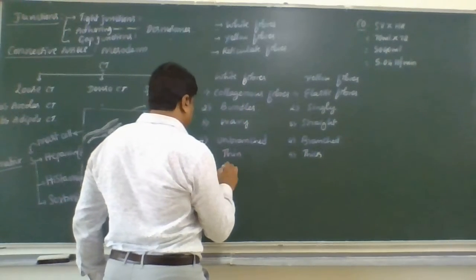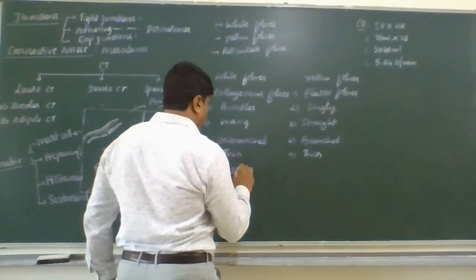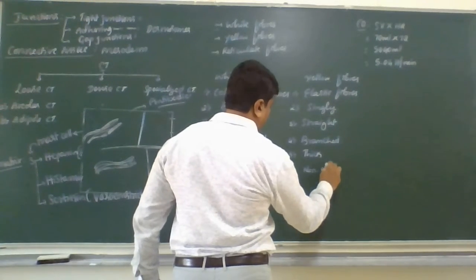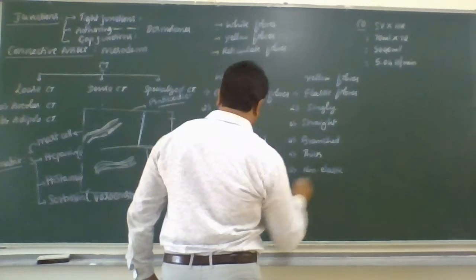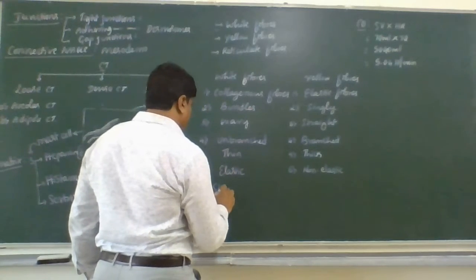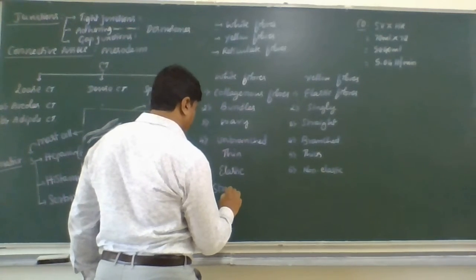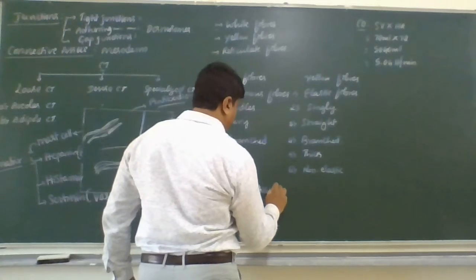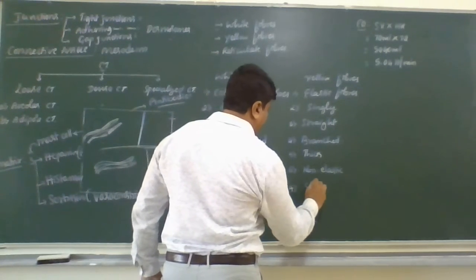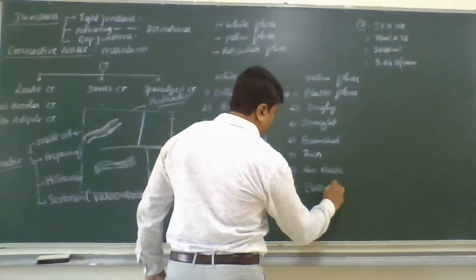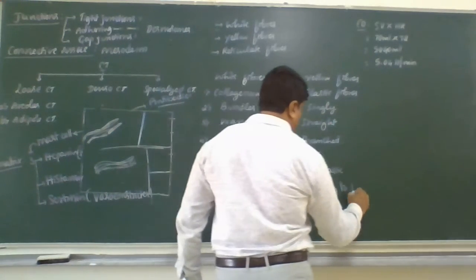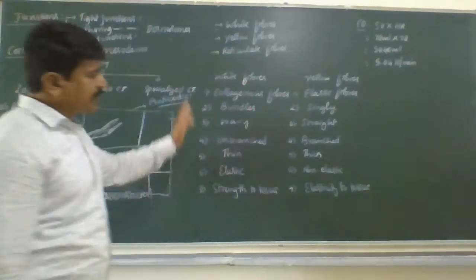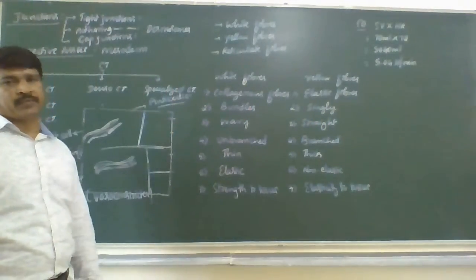White fibers are non-elastic. Yellow fibers are elastic. White fibers give strength to the tissue. Yellow fibers give elasticity to the tissue. So these are the differences between white fibers and yellow fibers.